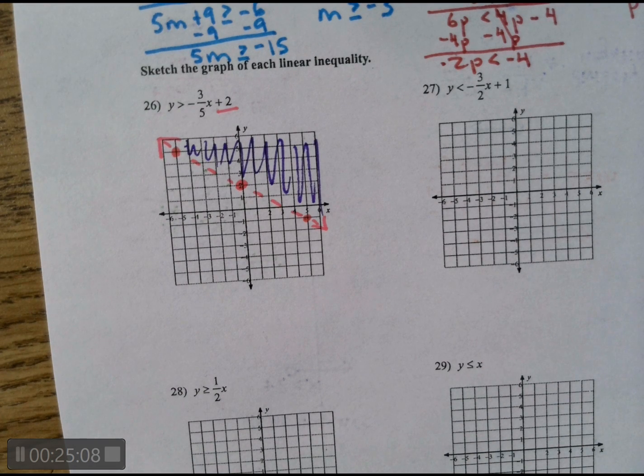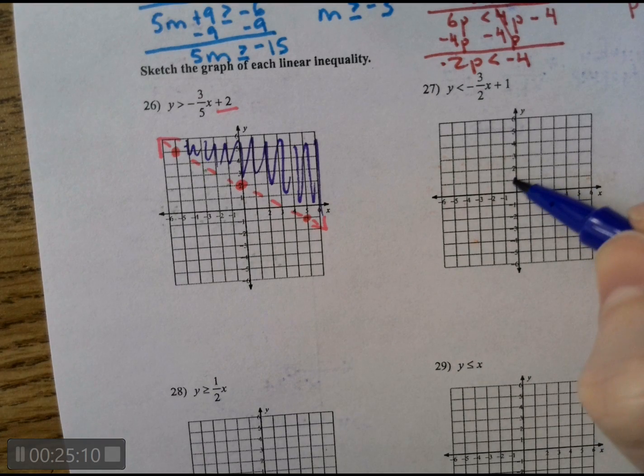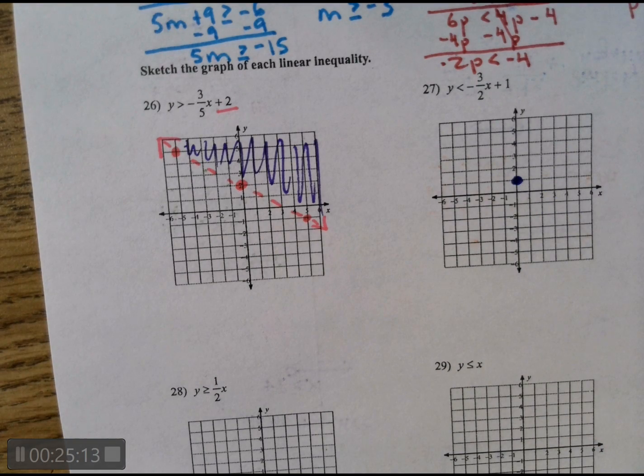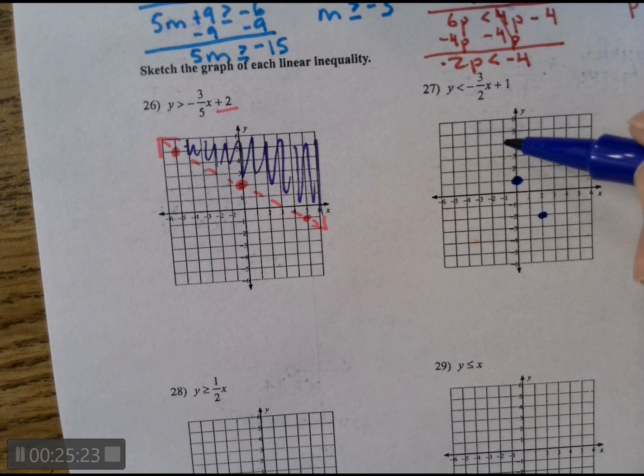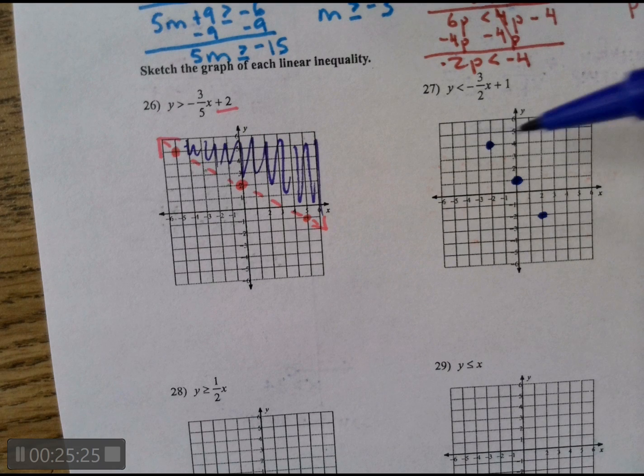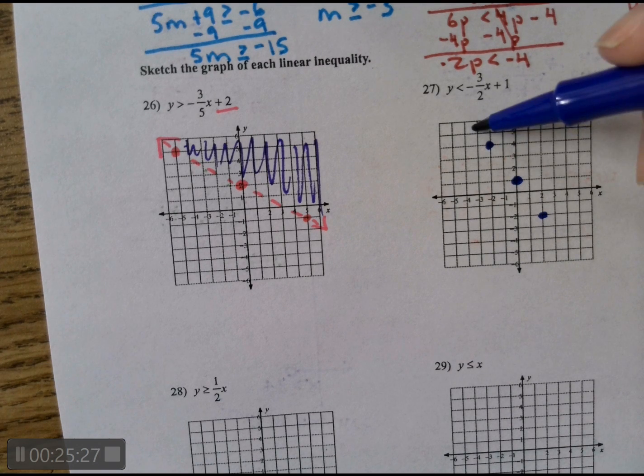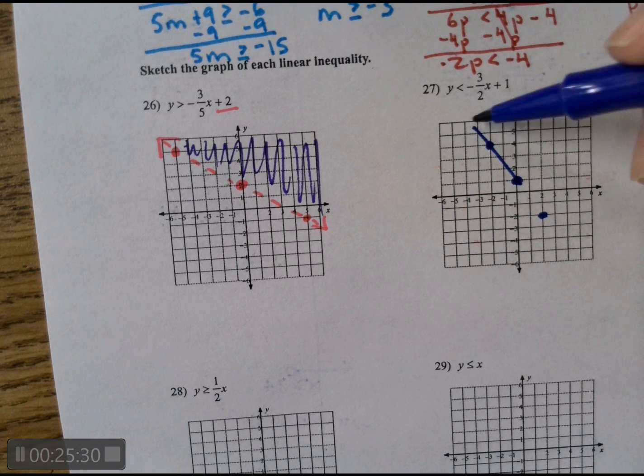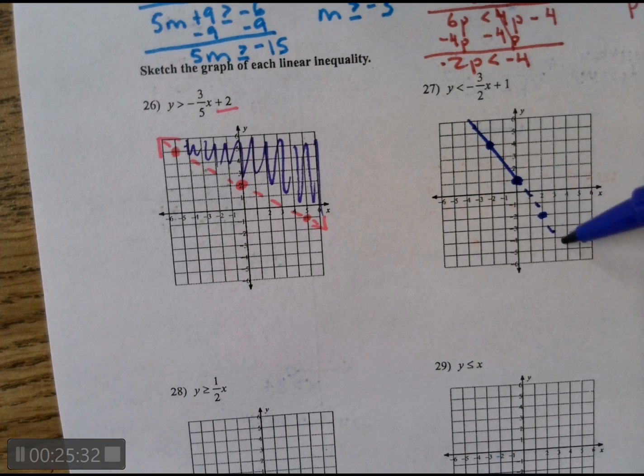Alrighty, for the next one, start at positive 1, because that's our y-intercept, and then we're going to go down 3 to the right 2, or up 3 to the left 2. Oops, I am so sorry. This is a dashed line. I forgot what I was doing for a second.